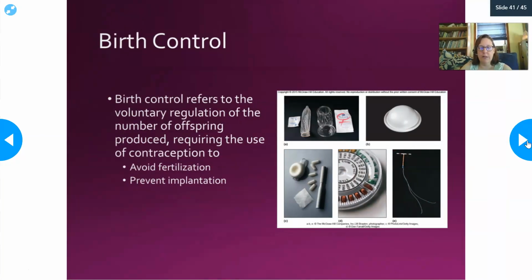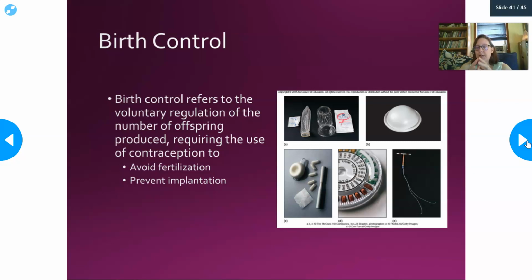And just talk a little bit about birth control. Birth control refers to the voluntary regulation of the number of offspring produced, requiring the use of contraception to either avoid fertilization or prevent implantation. To avoid fertilization, you're trying to keep the egg and sperm from meeting. A lot of your barrier methods will do that. So if sperm and egg don't meet, you don't have fertilization.